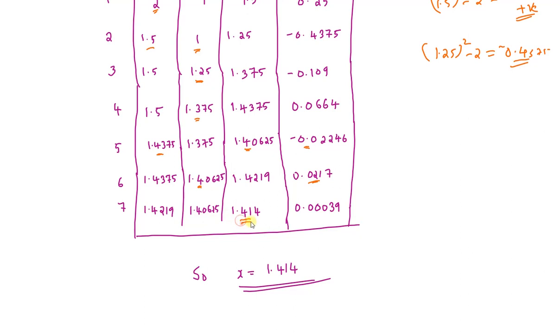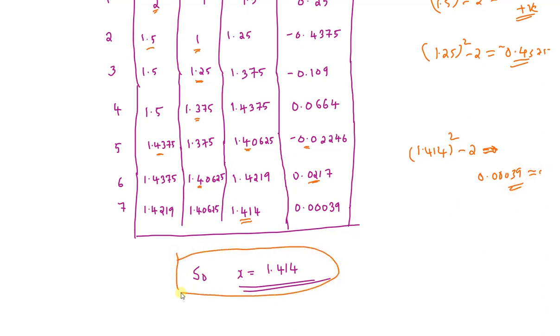We got 1.414 as the average. Substitute 1.414 in this equation, 1.414 all squared minus 2 equal to 0. So you got the value 0.00039. It's very close to 0. So you can take it as the solution. The solution here is x is equal to 1.414. So this is the method. This way you can solve problems.